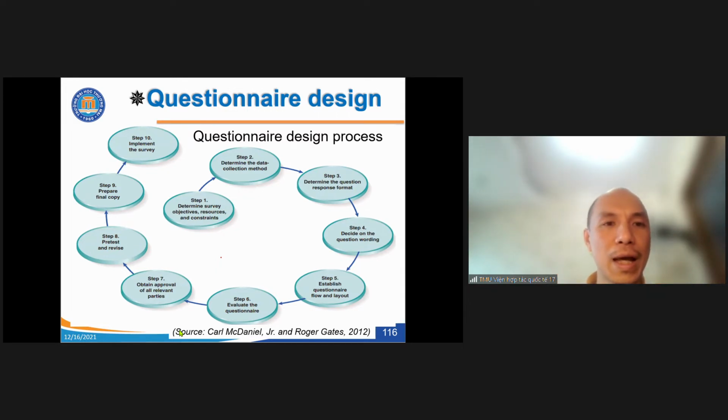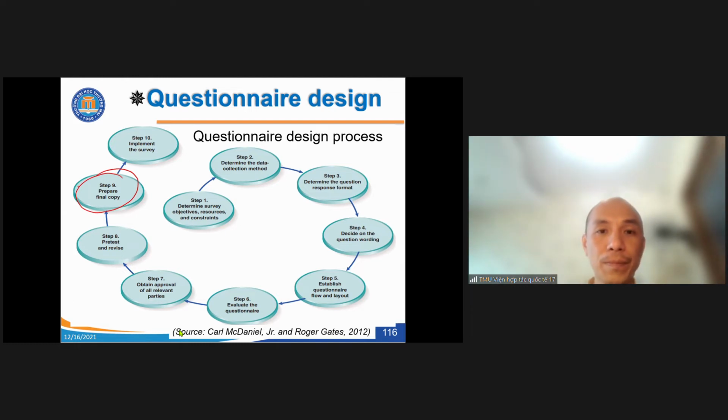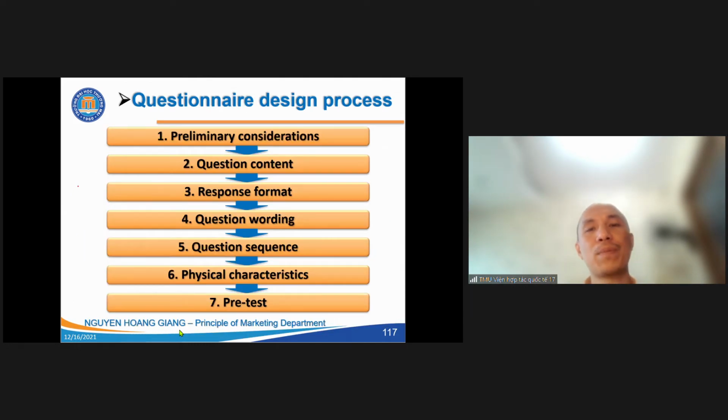The first one has 10 steps, like this model. You can see from determining the survey objective, resources, and constraints, following steps 2, 3, 4. Then the final step is to implement the surveys, and even step 9 is about preparing the final copy. So it includes everything for the questionnaires.